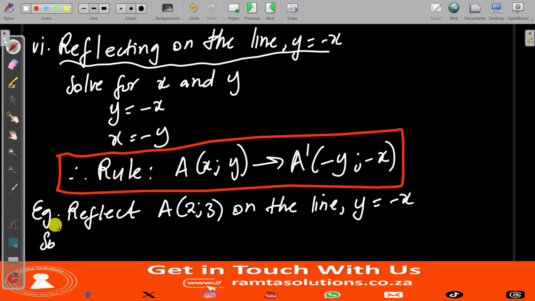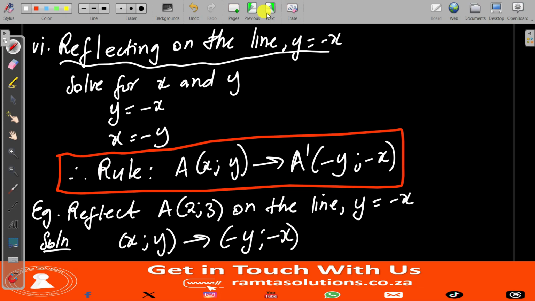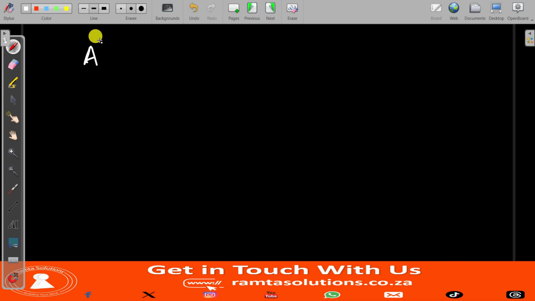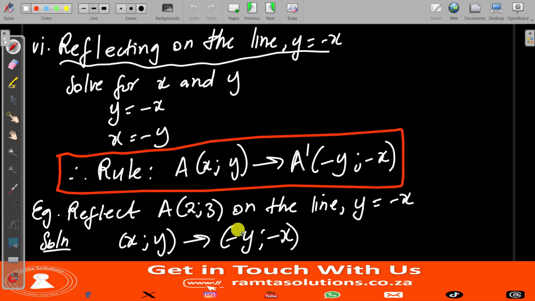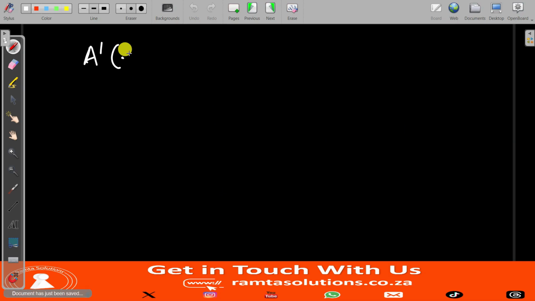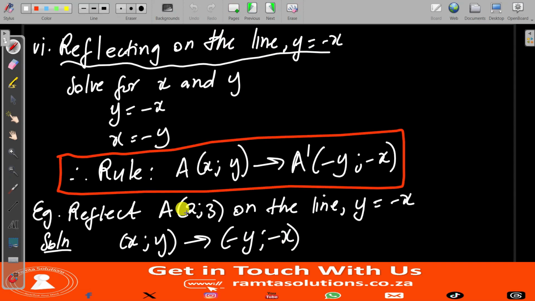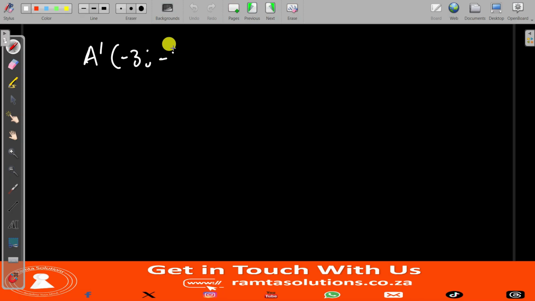In our solutions, we remember we need to use x and y, giving us negative y and negative x. Okay, so therefore, this means A prime will be, what is negative y? Negative y will be negative 3. What is negative x? Negative x will be negative 2. This is A prime.